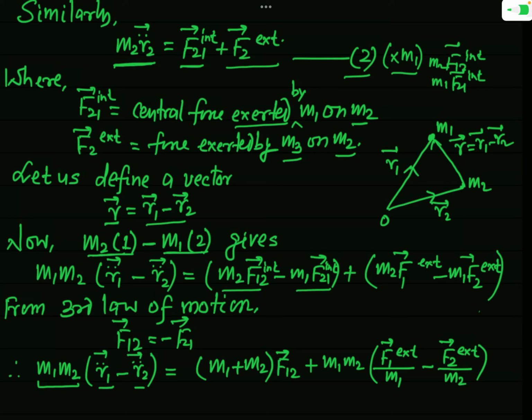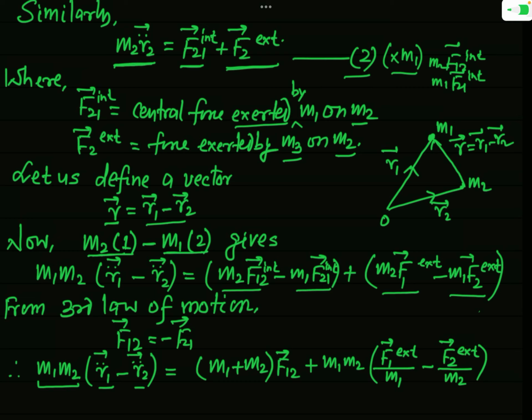Now see the second term in RHS of equation 1 and 2. In equation 1 there is f1 external, in equation 2 you can see this is f2 external, and after multiplication by m2 and m1, when you will subtract, this term will be m2 f1 external minus m1 f2 external. This is simple algebra.